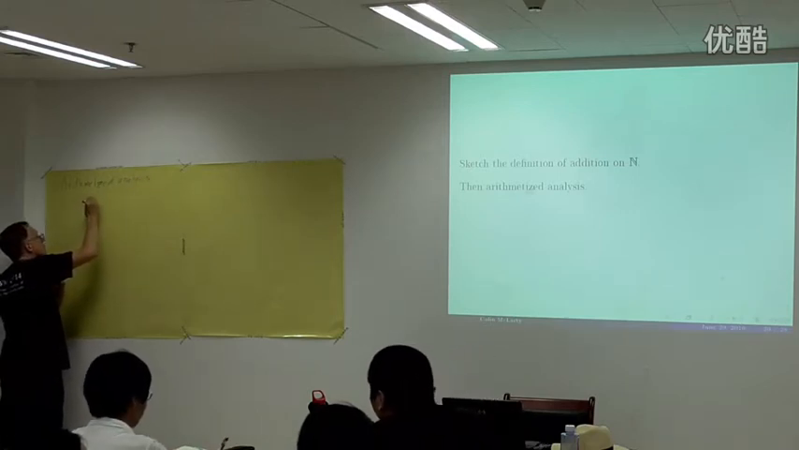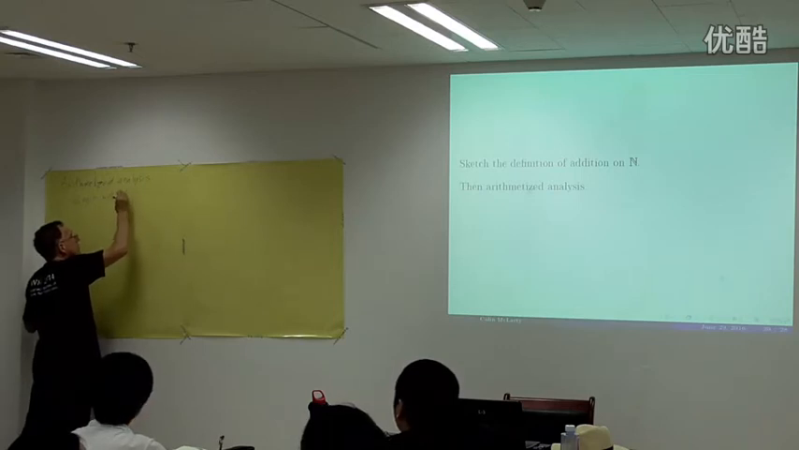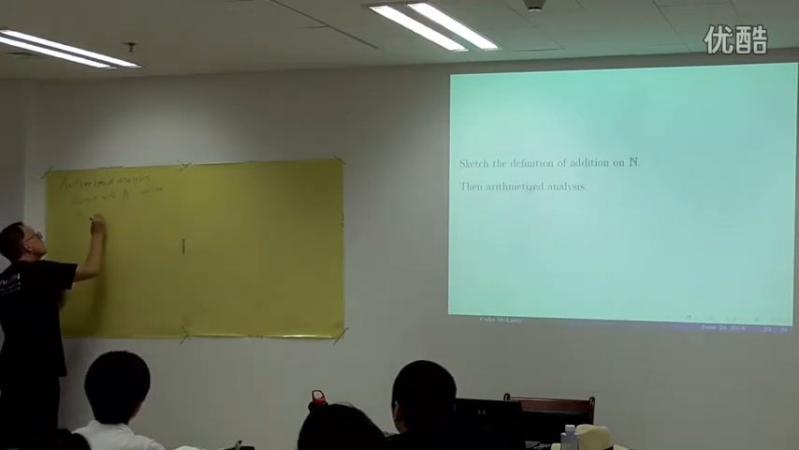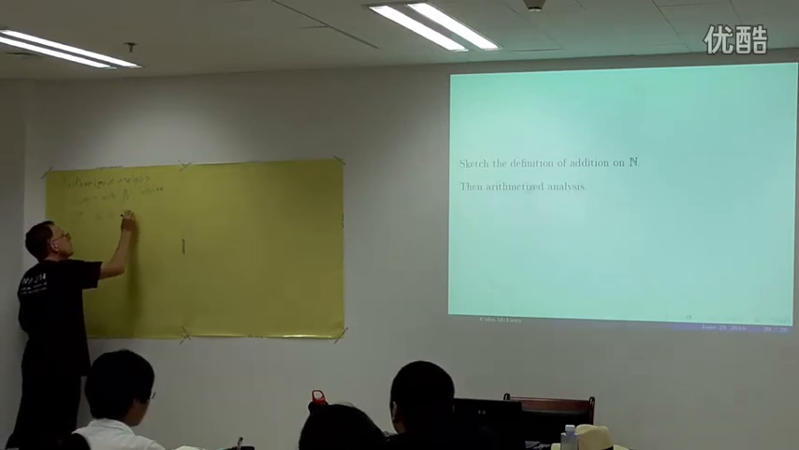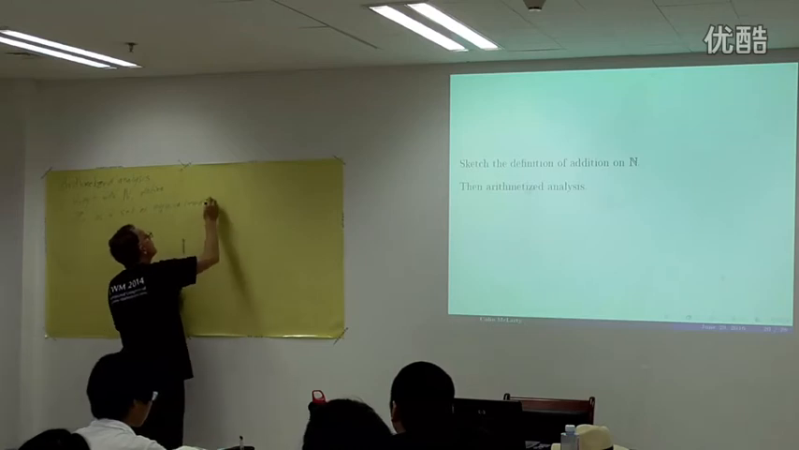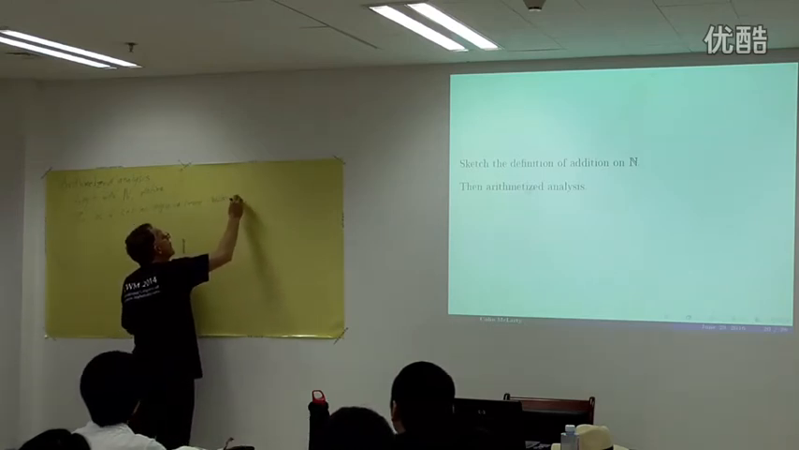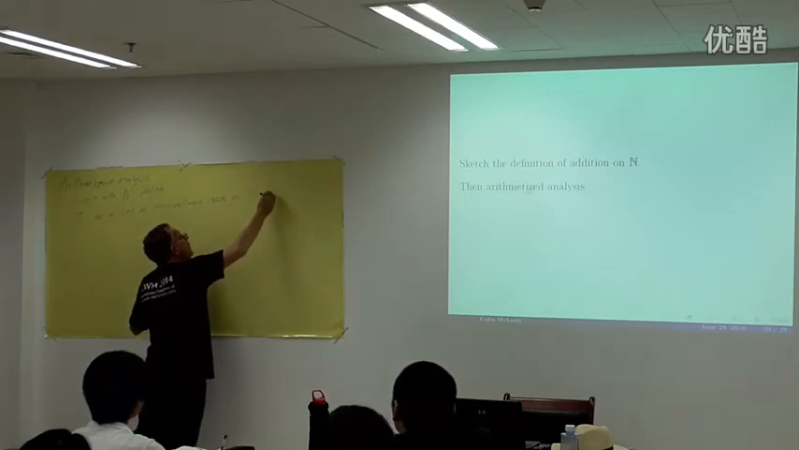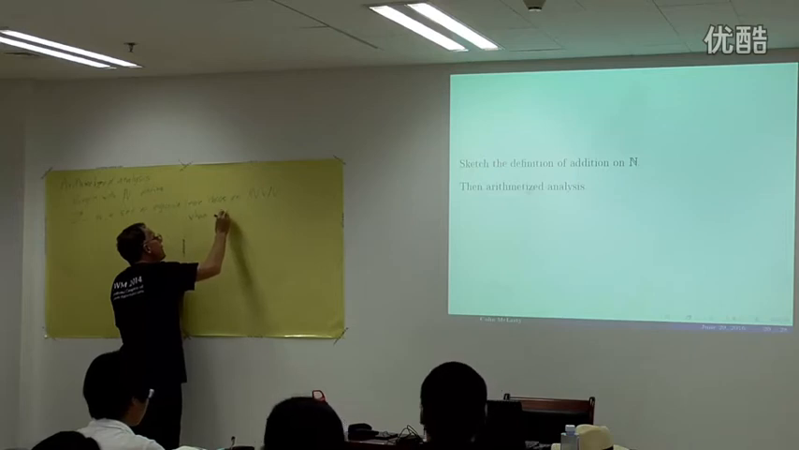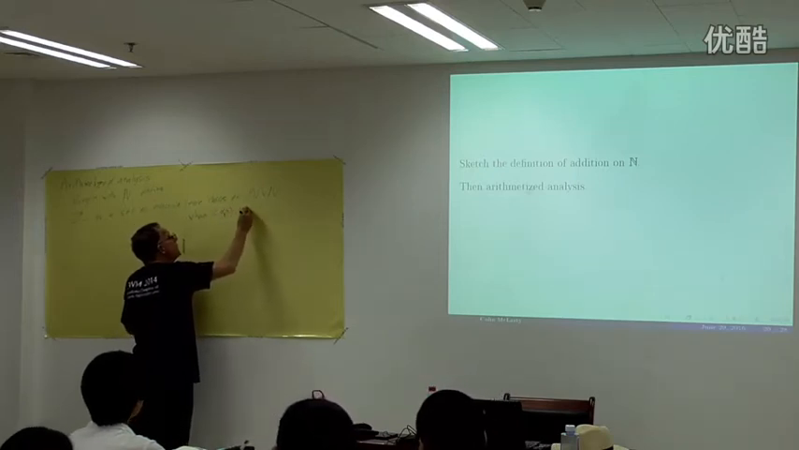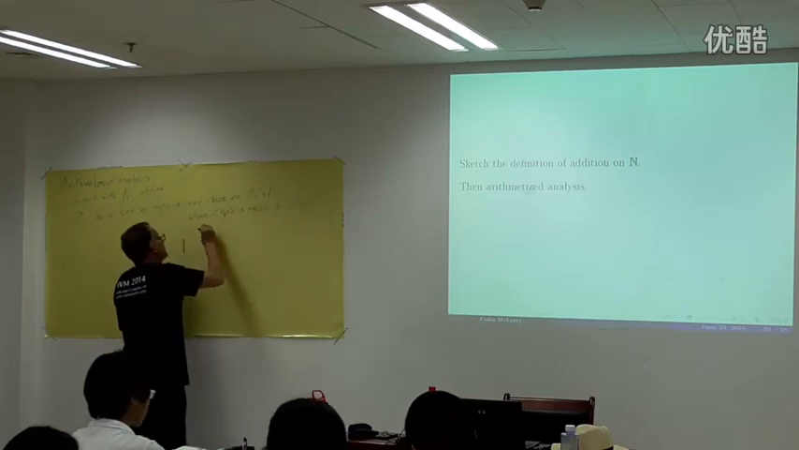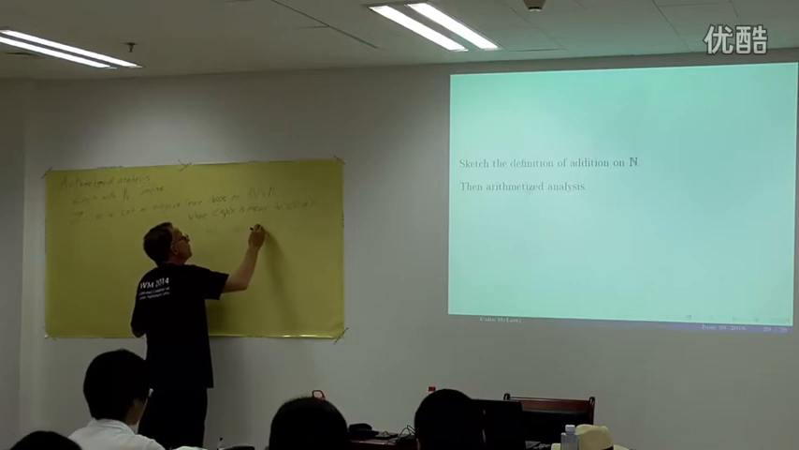Begin with the natural numbers. Define the integers as a set of equivalence classes on N cross N, where the pair AB is equivalent to CD if and only if A plus D equals B plus C.